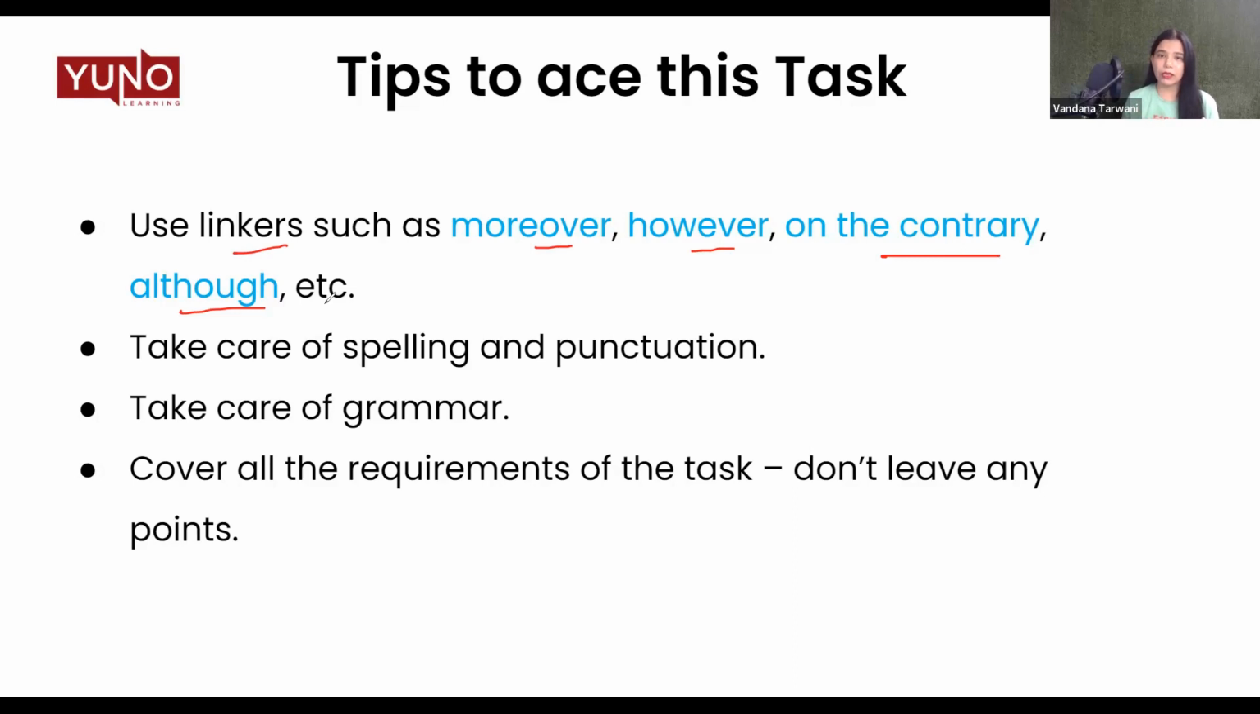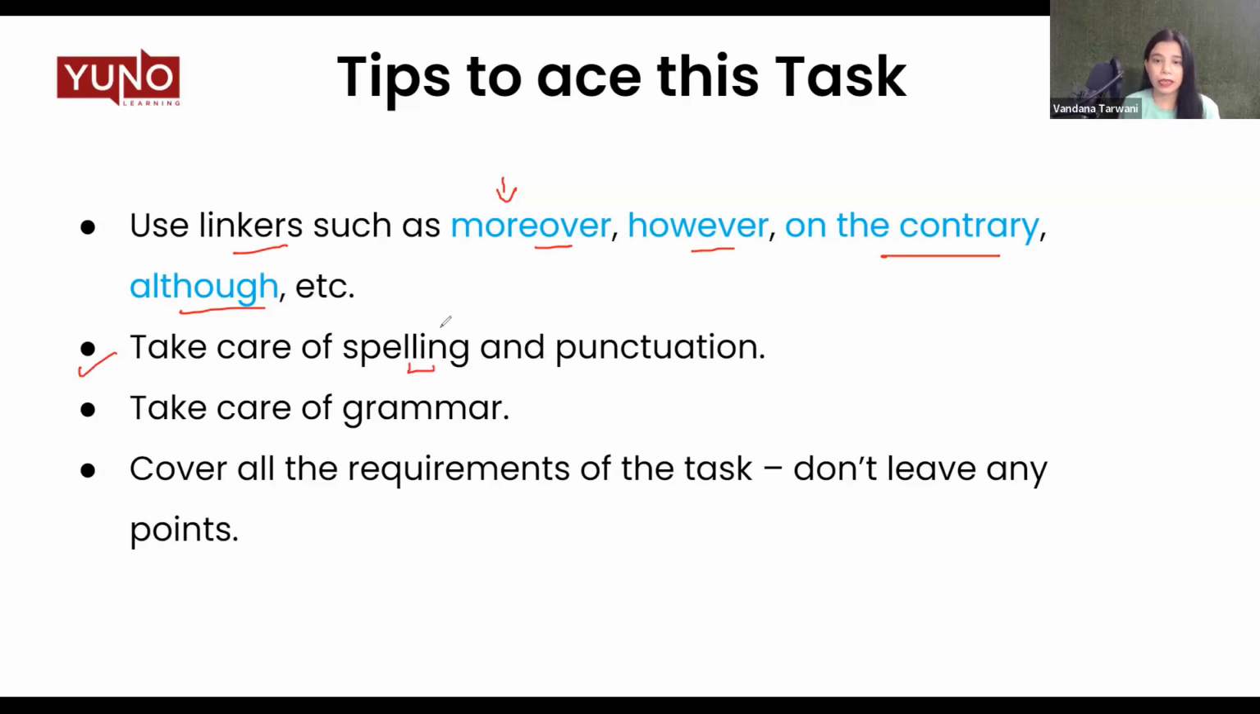Another thing that you need to understand is you need to use linkers flexibly. You cannot use these words in the beginning of every sentence. Sometimes you have to use them in the beginning. Sometimes you should be using them in the middle of two sentences. And sometimes, if possible for you, use them towards the end of a sentence also. That is how you will be able to show some flexibility in your language. Remember that.